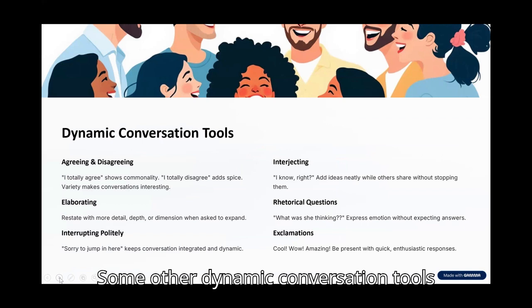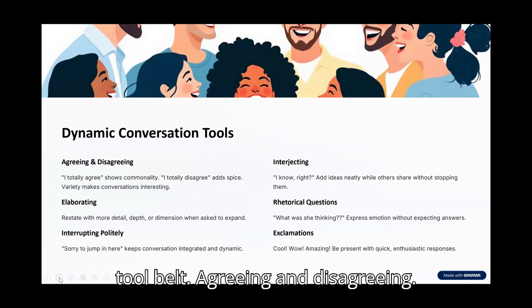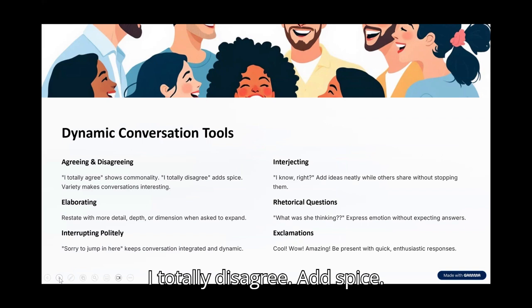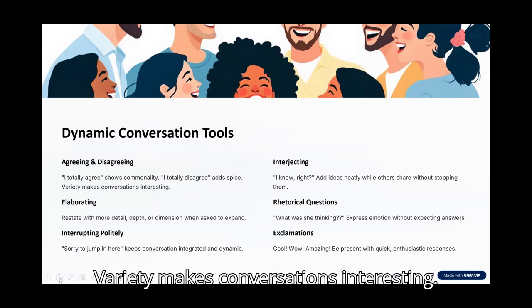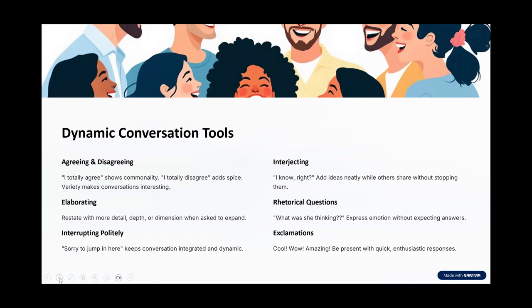Some other dynamic conversation tools that we have in our tool belt. Agreeing and disagreeing. I totally agree. Shows commonality. I totally disagree. Adds spice. Variety makes conversations interesting. And we can go beyond just agreeing and disagreeing with reasons why. This is elaborating. We can restate with more detail, more depth, more dimension. We can expand.